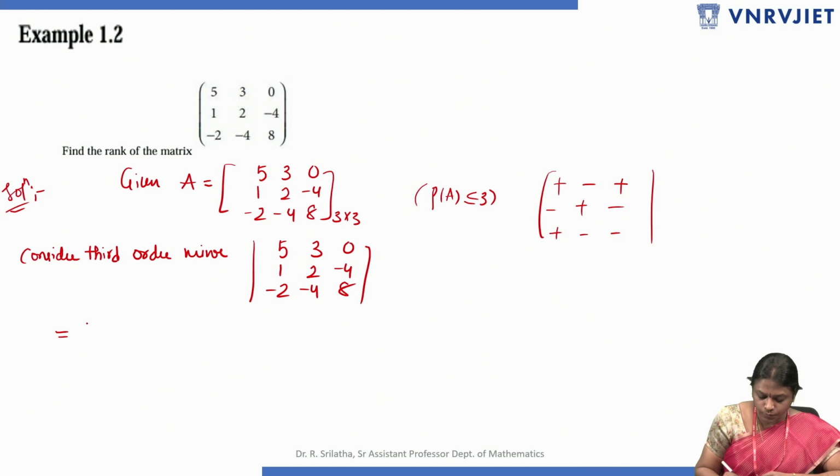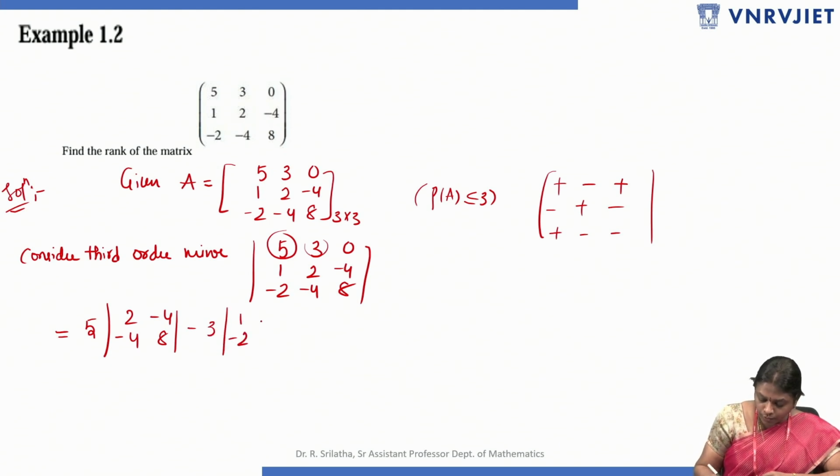Now coming to the first one, we need to find the minor of this 5, except this row and this column. First put a sign of positive. So the minor we'll be getting except that row and that column is the determinant 2, minus 4, 8. And next put the negative sign here. Again we need to find this minor, minus 3. Except this row and this column, what are the remaining elements we'll be having? 1, minus 2, minus 4, 8.